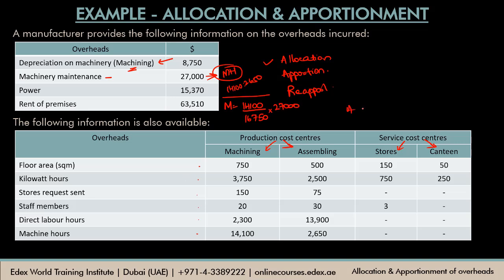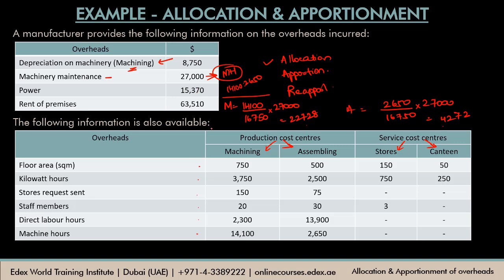And for assembly department, the cost will be 2650 divided by 16,750 multiplied by 27,000. So for machining we get 22,728 and for assembly we get 4,272. So the total cost of 27,000 is apportioned between these two departments in this ratio.